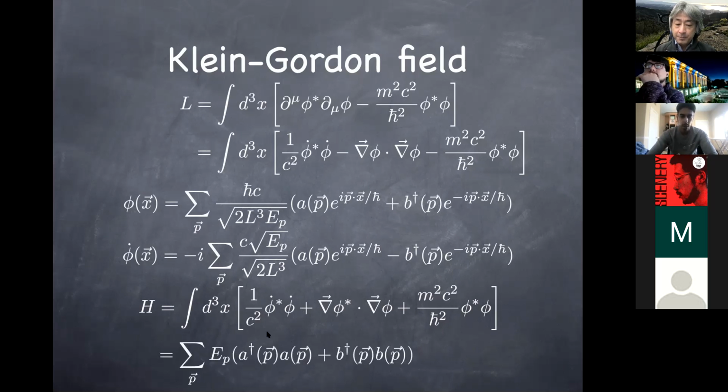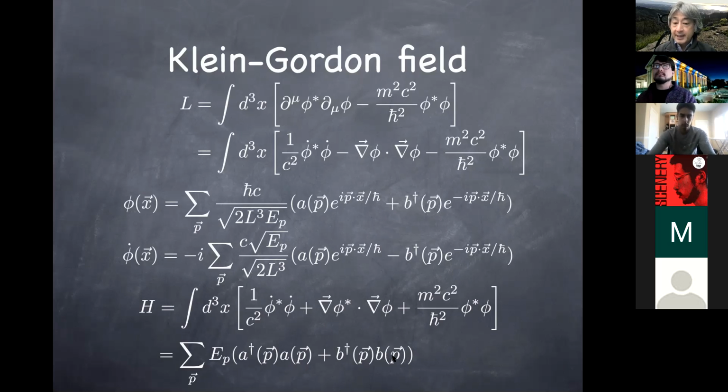Namely, you just count the number of particles for each momentum mode. That's A dagger P A P, multiplied by E P, which is the square root of P squared C squared plus M squared C to the fourth, for the particle with momentum P. So you just count the number of particles in that momentum mode and assign the relativistic energy, the square root of P squared C squared plus M squared C to the fourth, to each one of them. That's a very easy to understand interpretation of the Hamiltonian, so it all makes sense. But once again, we have another contribution from this B particle in addition to the A particle.